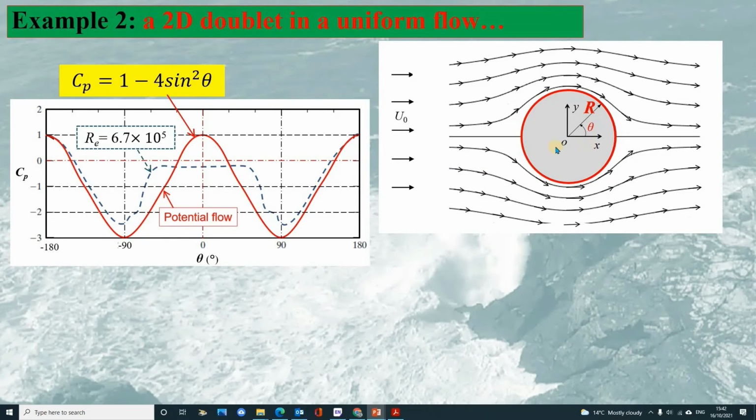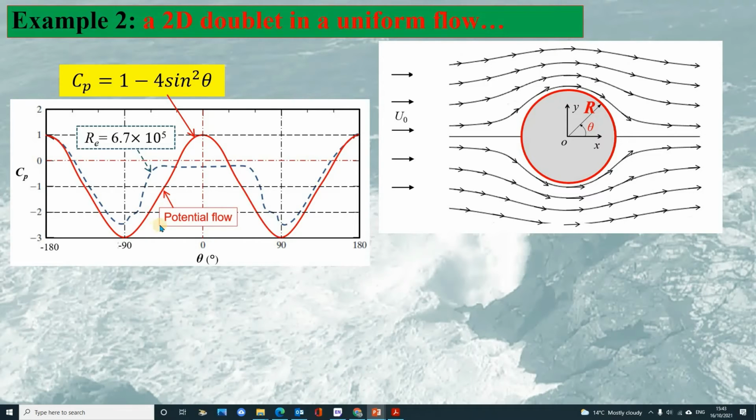This is true because in real flow, the flow will separate at the lee side of the circle. But for potential flow, there's no flow separation. However, based on the experience and the experiment data, when Reynolds number increases, the difference between the real flow and the potential flow will reduce.